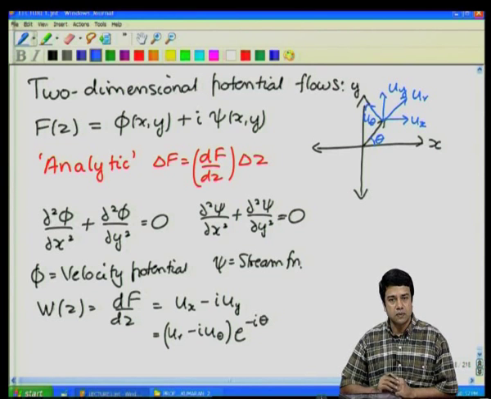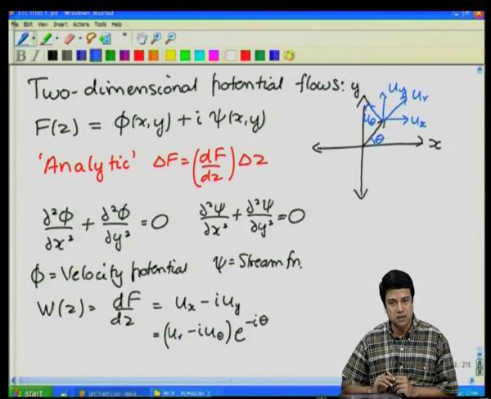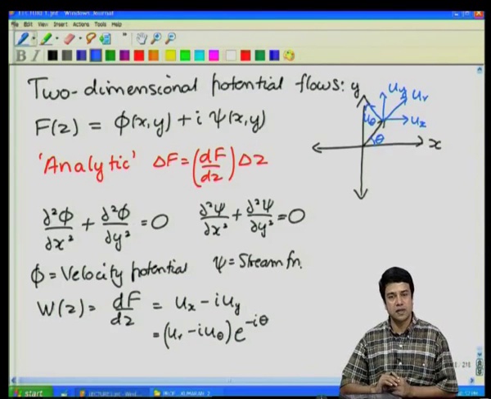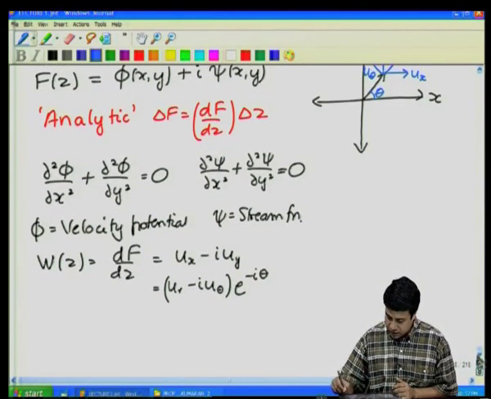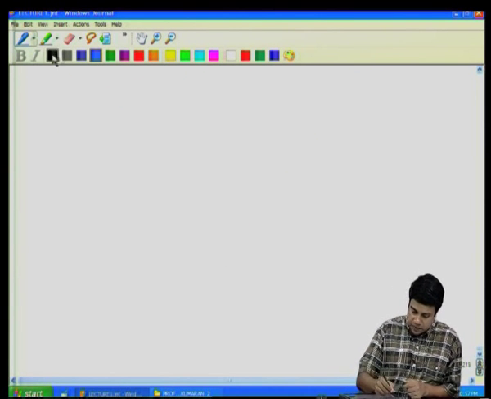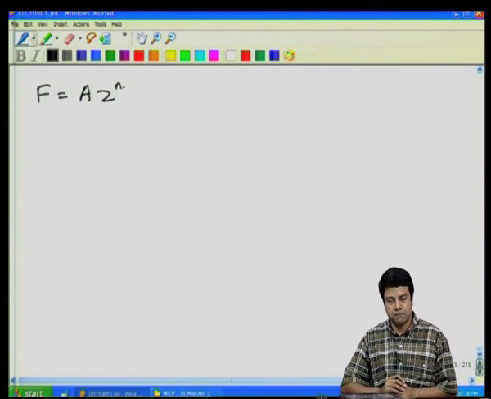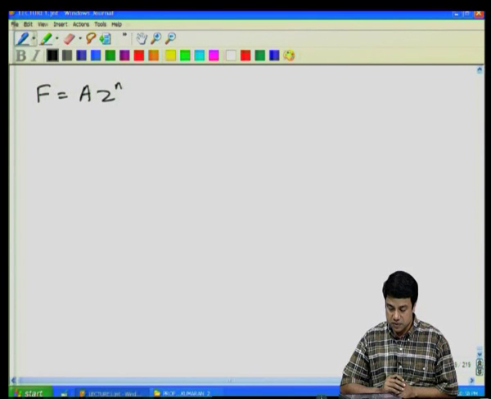Good. So we reversed the question around. Rather than asking what is the solution for the potential flow appropriate for a certain problem with well-defined boundary conditions, we reversed the question and asked what is the potential flow that corresponds to specific forms of this potential function f. The simplest function that we could consider was a function of the form f is equal to a times z power n.